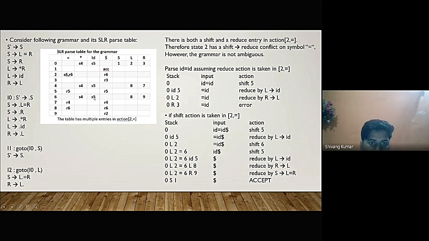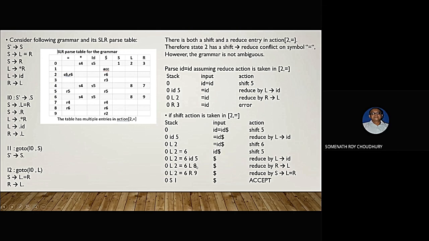6 and id, shift 5. Shift 5, ID comes here. 5 again with the ID. And here is the dollar. 5 and dollar are compared. There is a reduce 5. In reduce 5, L tends to ID. This is reduce 5, L tends to ID. And in place of the ID, we change the L.